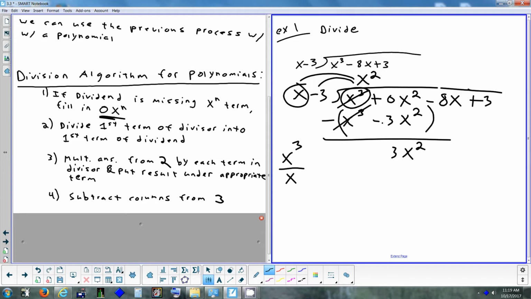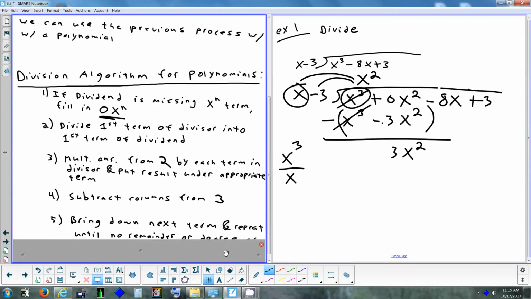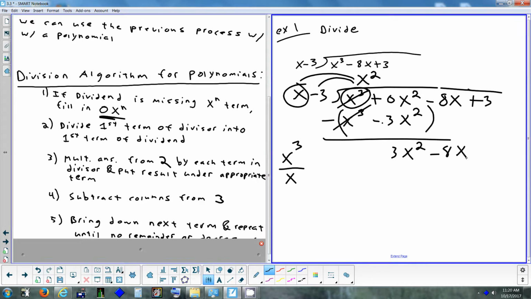And now when you're doing long division, what's your last step before you do the cycle again? To take the other numbers down. Yeah, bring down. So now bring down the next term. So bring down your minus 8x. And we repeat this process until we're done.